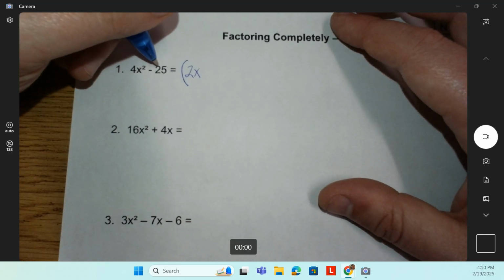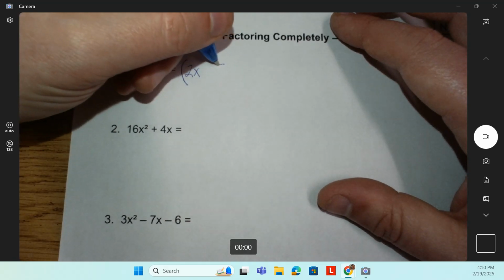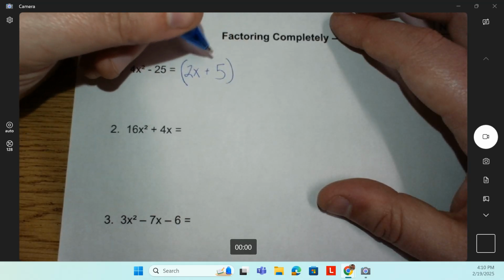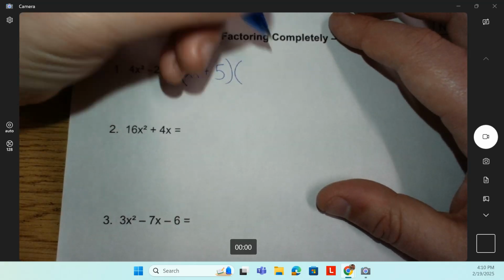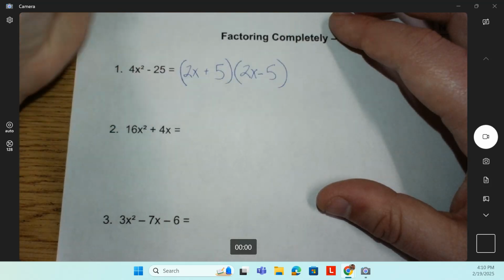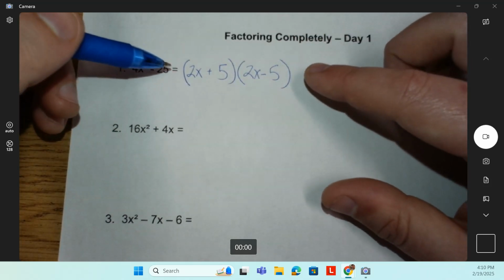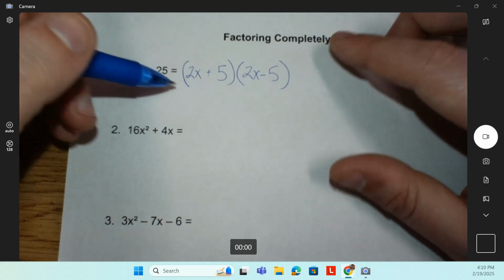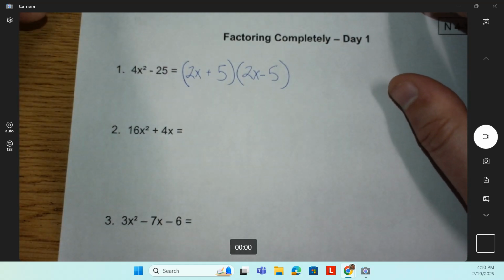And then the square root of the second one, which is 5, and I'll write it as term A plus term B, and then term A, 2x, minus term B. And if you check that, multiplying it back together gets us right back to that term. Anything that's in the middle would end up canceling out.